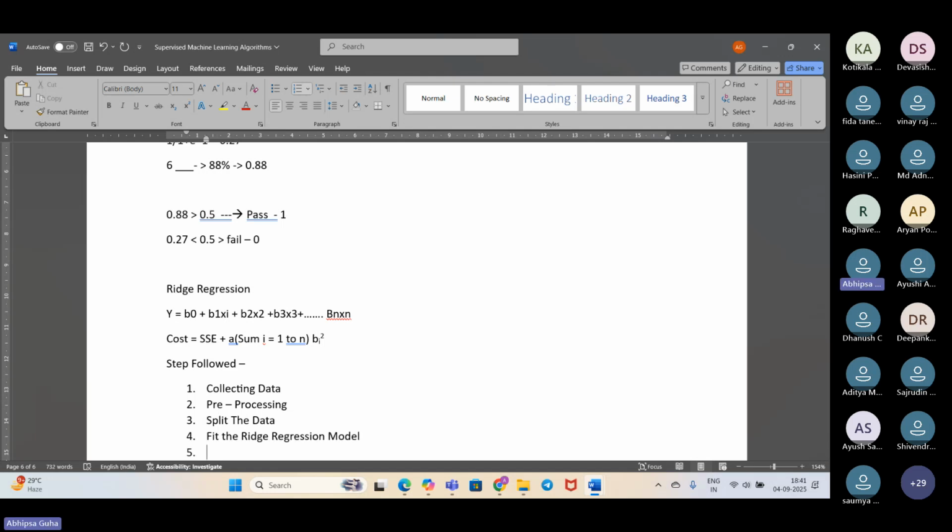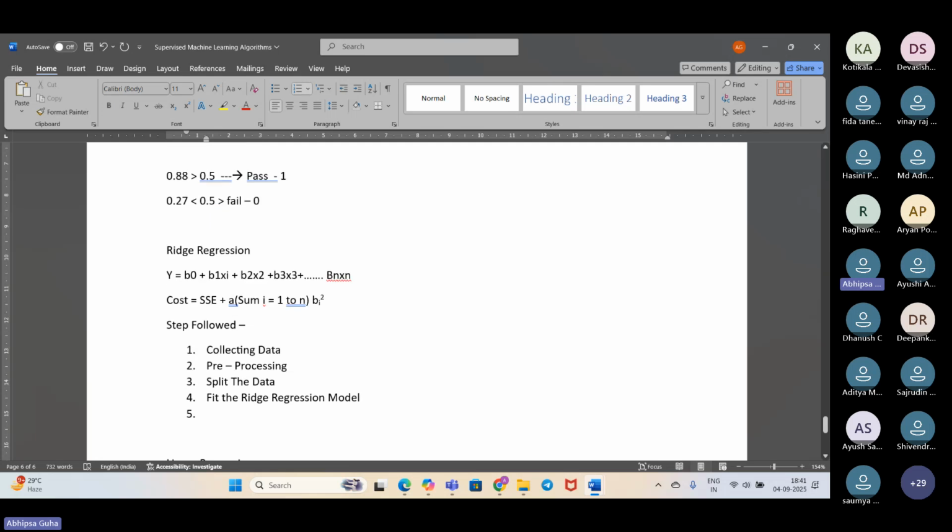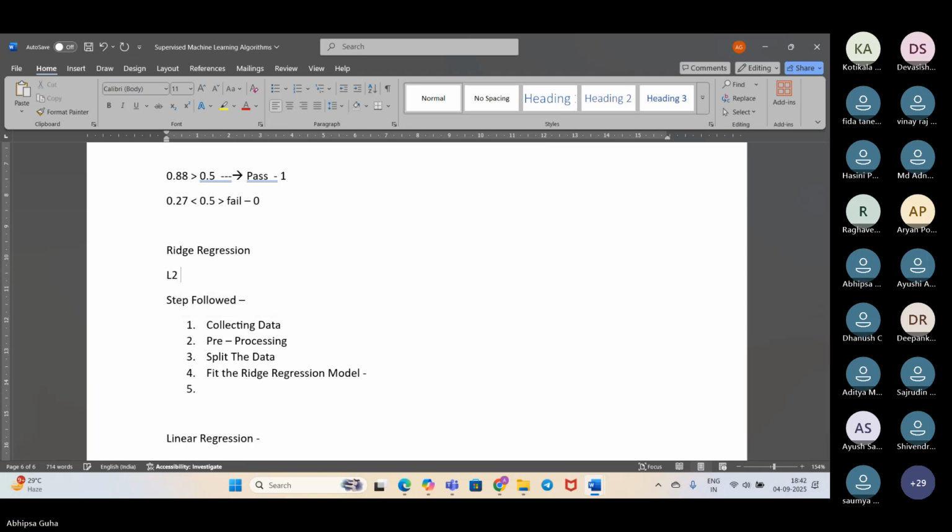So we need to fit the ridge regression model. What we are doing in this ridge regression model, what are the steps we are following? We are training using the formula that we have gone through. Like for this, we are training with this formula. So this is where we are getting this L2 penalty.